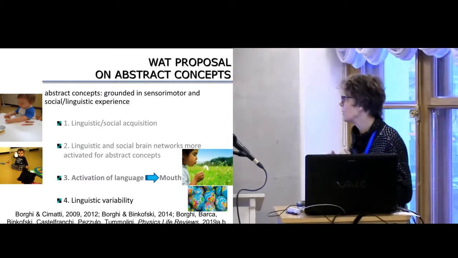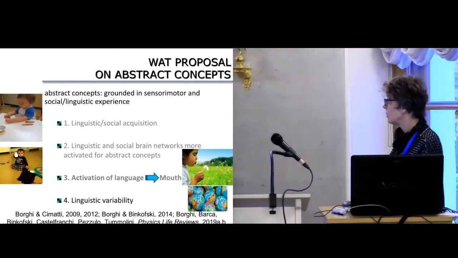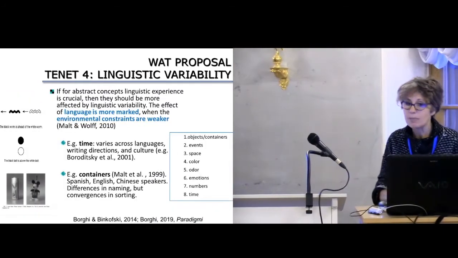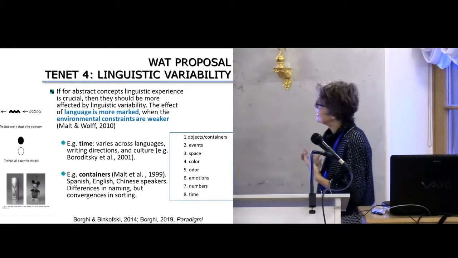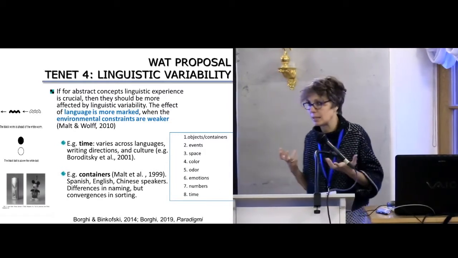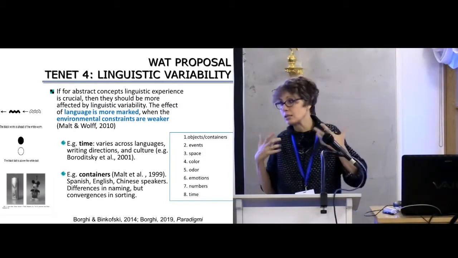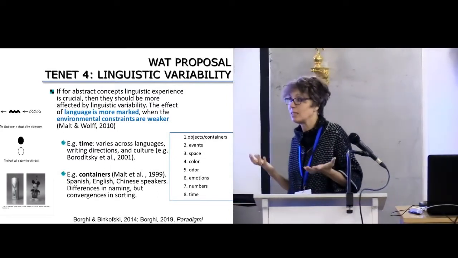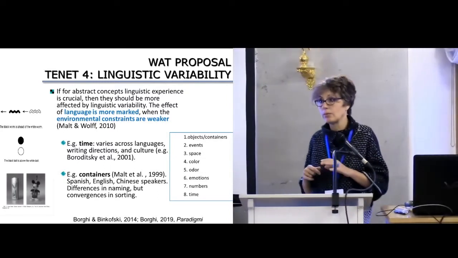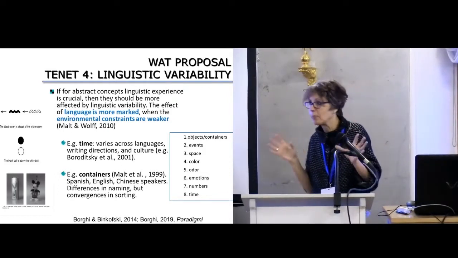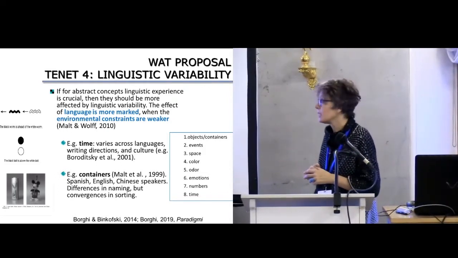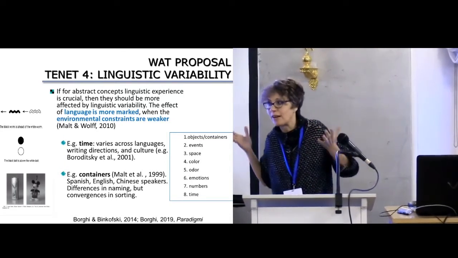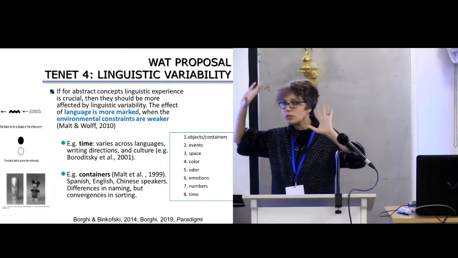The last point I'm going to make very shortly pertains to linguistic variability. So basically the idea is, if for abstract concepts linguistic experience is so crucial and so important, then they should be more affected by linguistic variability. We have only some preliminary studies on this, but if we analyze the literature, I think that we can find evidence for this. I make only two examples.